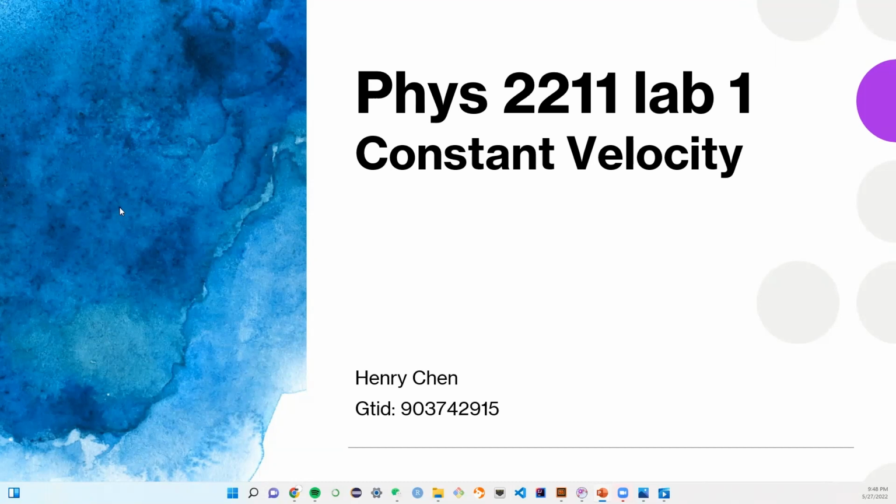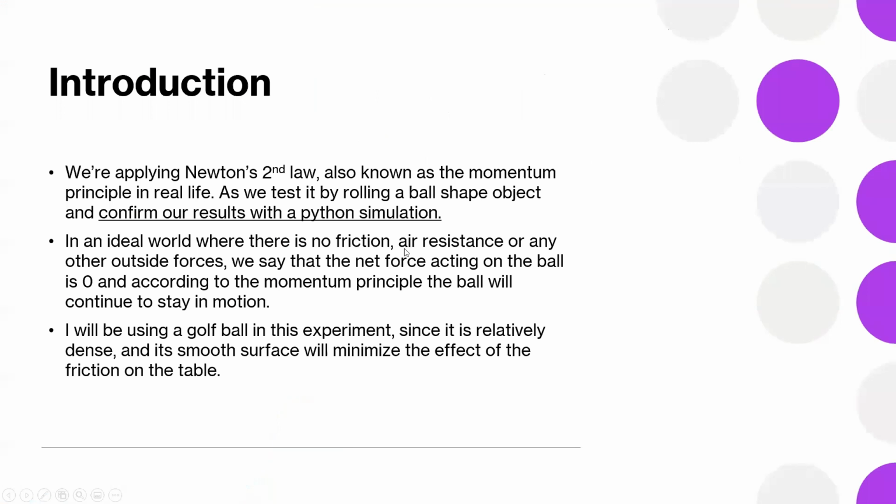Hello, my name is Henry Chen, and today I'll be talking about the first lab in Physics 2211, which is about Newton's second law and an object moving at constant velocity. In this lab, we'll be applying Newton's second law, also known as the momentum principle, in real life, as we test it by rolling a ball-shaped object and then confirming our results with a Python simulation.